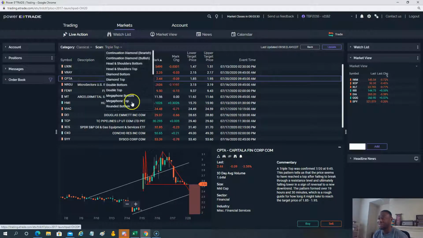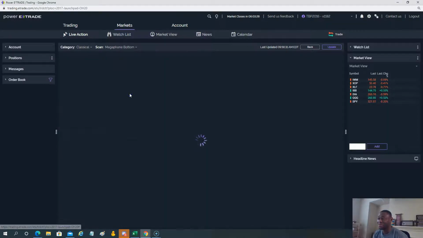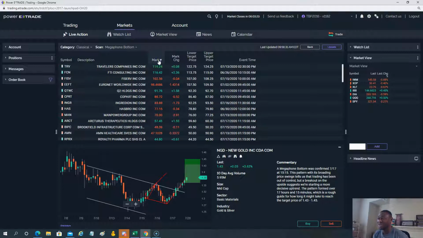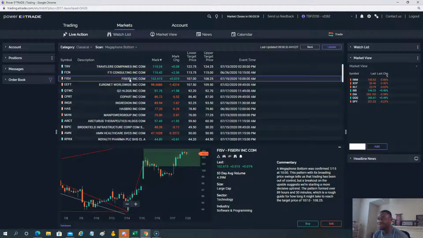Can we go megaphone bottom? Do we have any stock of value on here? We can lift up FCA. This stock, for instance, the target is 107, 108. We are currently at 102. So you can take that trade on there if you want it.